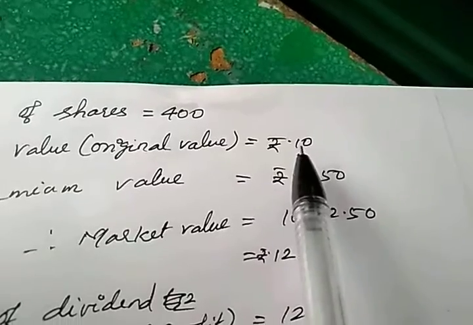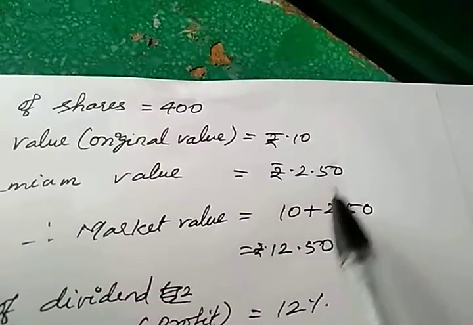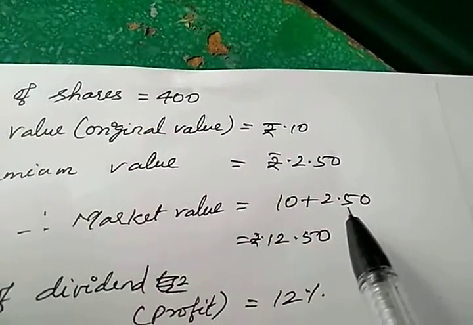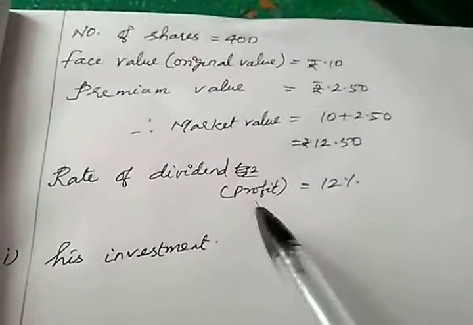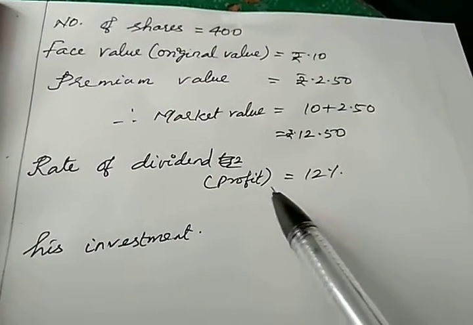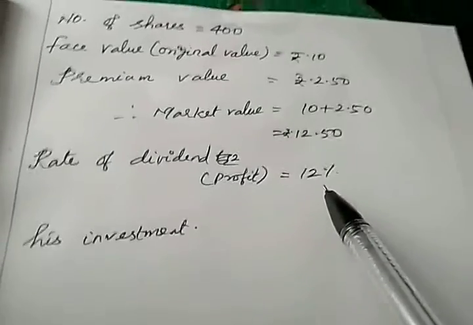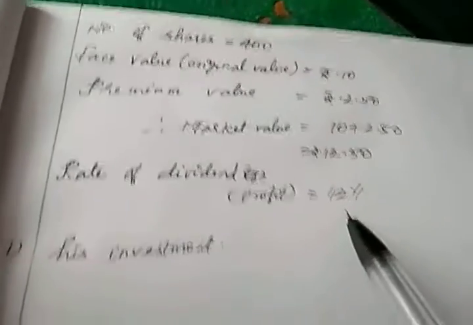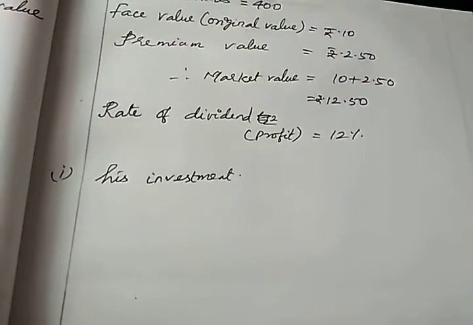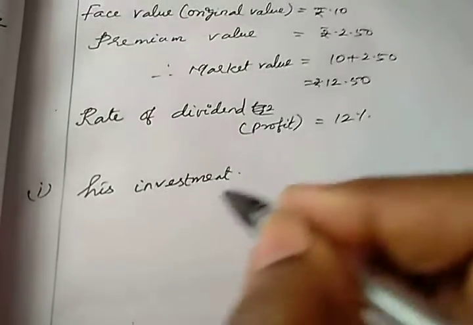So the original value of a share is 10 rupees plus 2 rupees 50 paise. You can sell a share at a rate of 12 rupees 50 paise. Rate of dividend, that is the profit percentage he has received, is 12 percent. Rate of dividend is 12 percent. We have to find his investment.